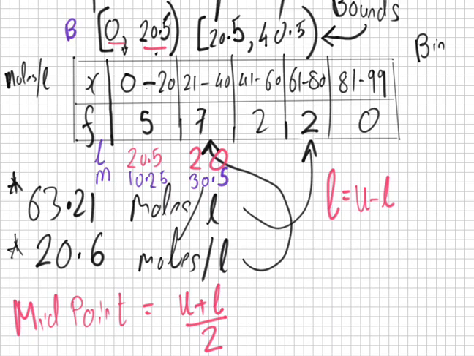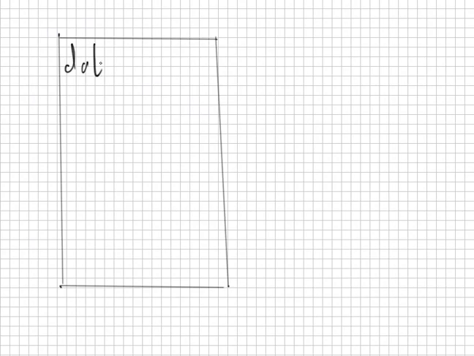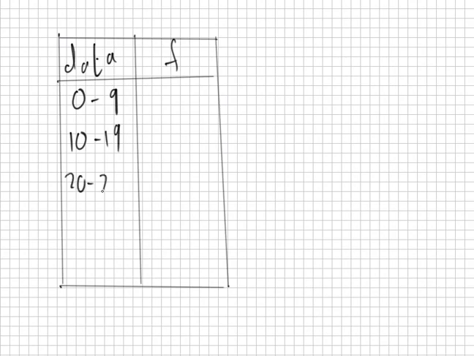Now, just so you're not confused in the exam, it's quite normal in the exam that they just put this vertically instead of horizontally. So here would be the data, and then here would be the frequency. So for example, you could have 0 to 9, 10 to 19, 20 to 29, 30 to 39, 40 to 49, 50 to 100.